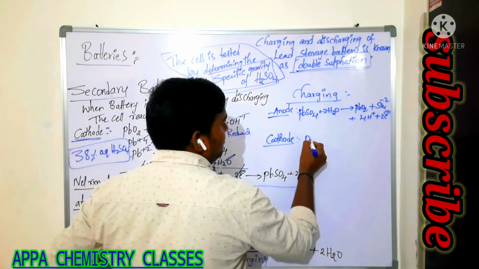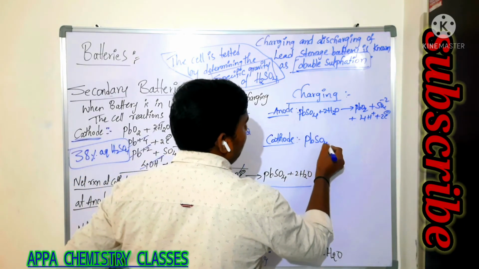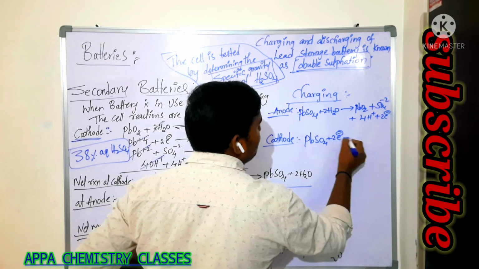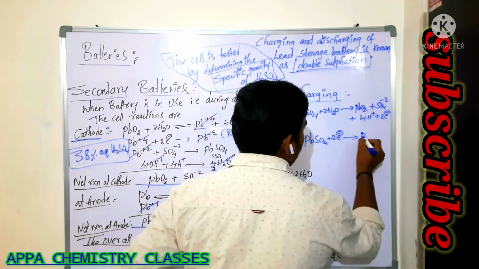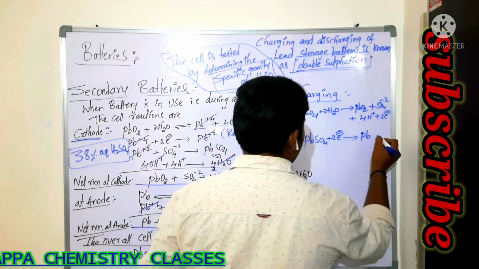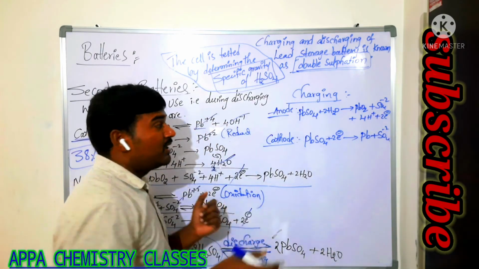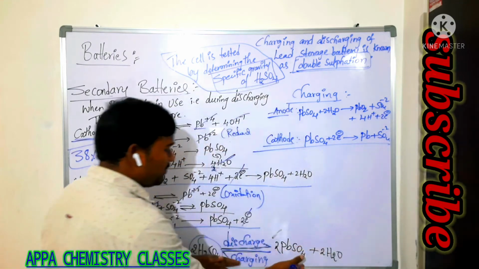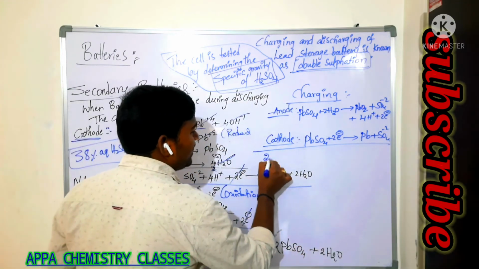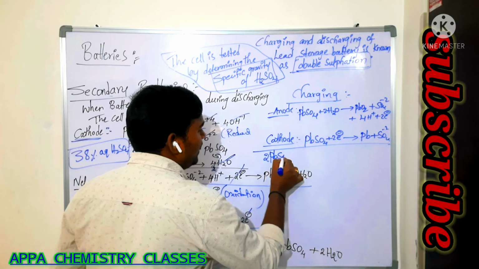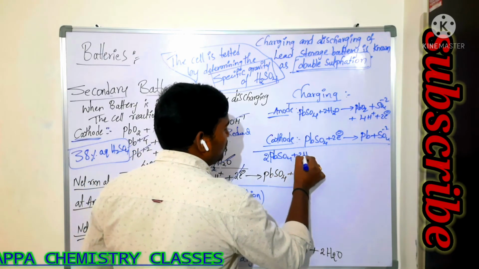So it is reversed. Lead sulfate gains 2 electrons, that is reduction, and we convert it to Pb, lead, plus sulfate ion, SO4 2-. Is that clear? Now, the overall reaction: we have to reverse this one. The overall reaction will be 2 moles of lead sulfate plus 2 H2O.